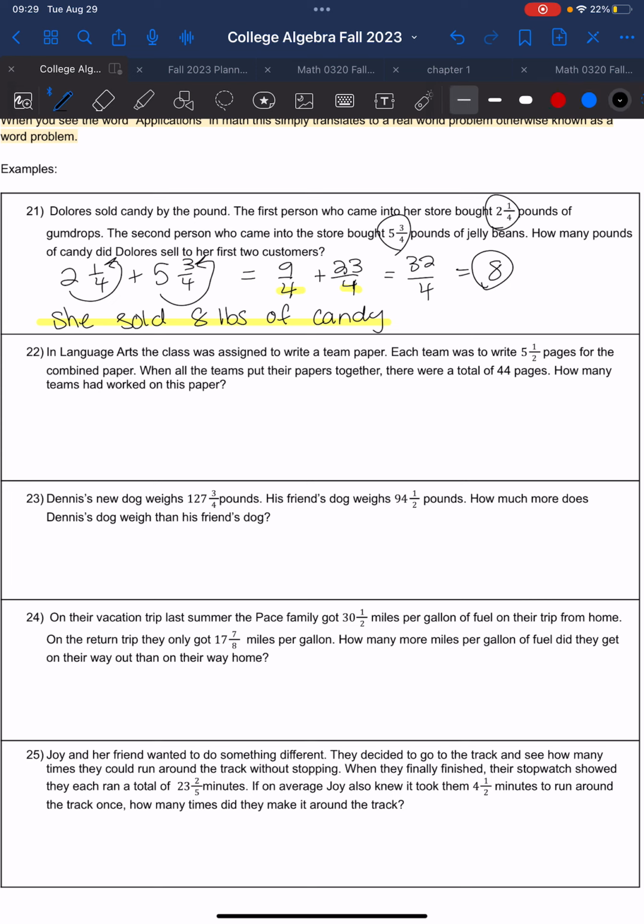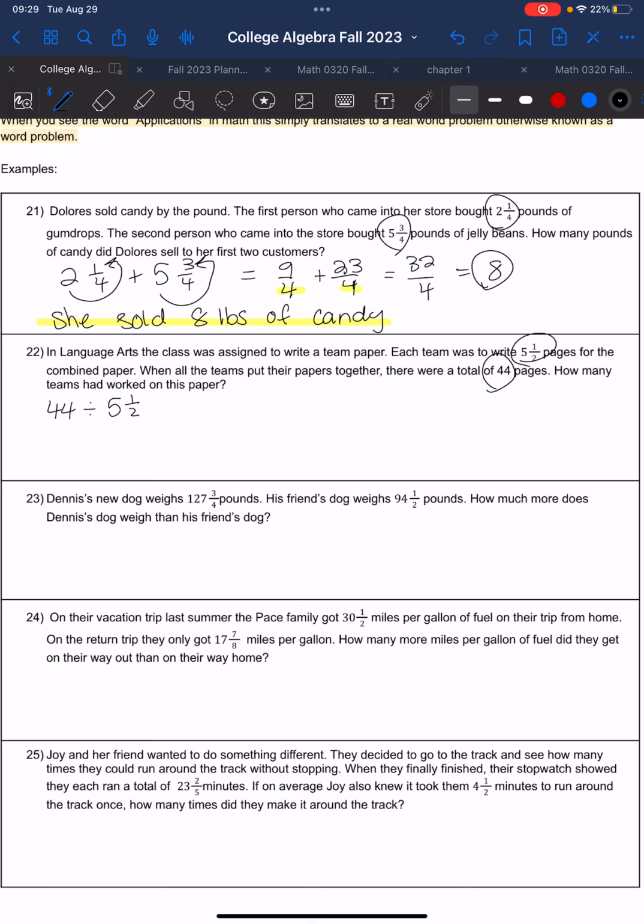Okay, number 22, we have in language arts, the class was assigned to write a term paper. Each team was to write 5.5 pages for the combined paper. When all the teams put their papers together, there was a total of 44 pages. How many teams had worked on this paper? So here we're dividing. So we have 44 divided by 5.5.